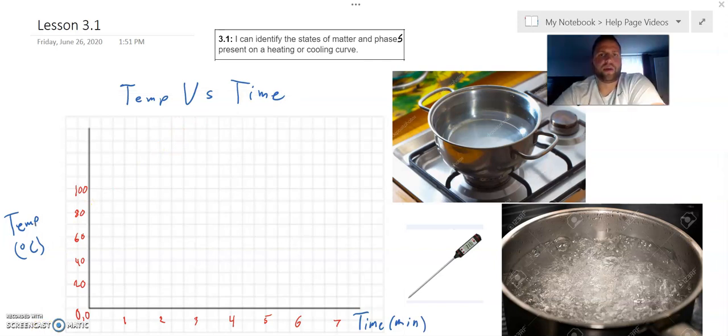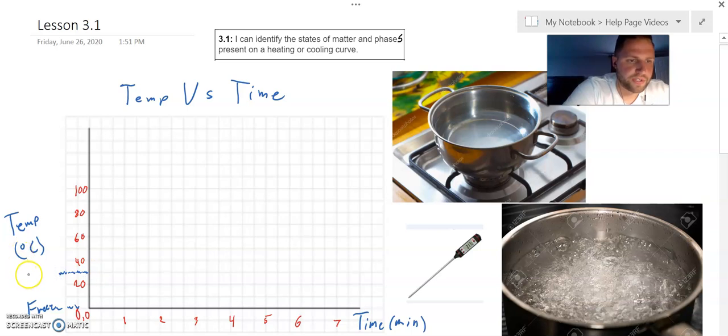Here are three key temperatures you need to think about. Water at 0 will freeze. Water at about 25 degrees Celsius is at room temp. Water at 100 degrees Celsius will boil.